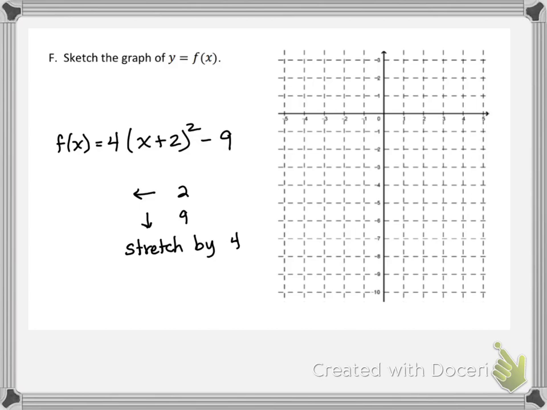So we'll just start with the vertex. So the vertex is going to be at -2, 9, right? So, I'm sorry. -2, -9, right here.